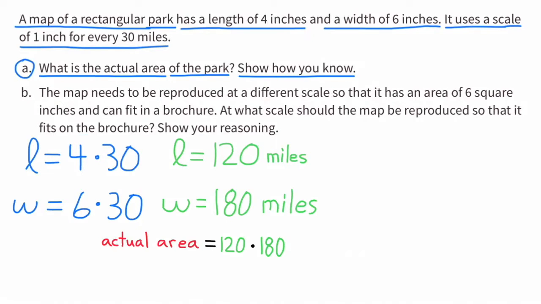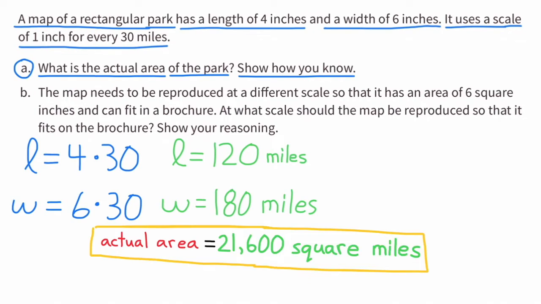To find the area of the park, we have to multiply the length times the width, or 120 miles times 180 miles. 120 times 180 is 21,600, so the actual area of the park is 21,600 square miles.